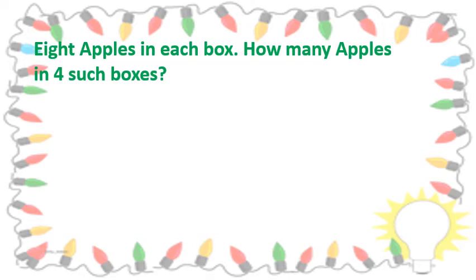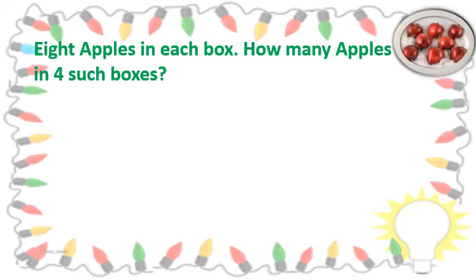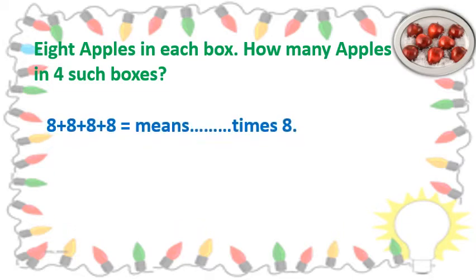Eight apples in each box. See here, there are 8 apples in each box. How many apples in 4 such boxes? We have to count. Means in one box there are 8 apples. Correct? Now in 4 boxes means we are going to add 8 4 times, isn't it? See here, 8 plus 8 plus 8 plus 8, that is 4 times we added 8, isn't it?